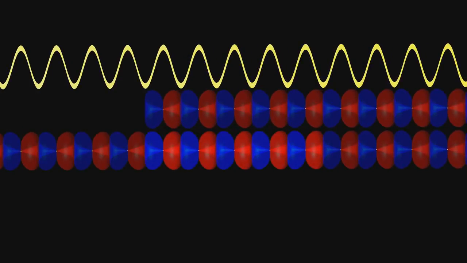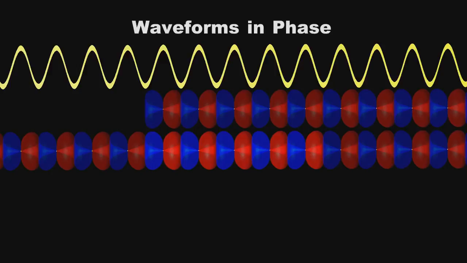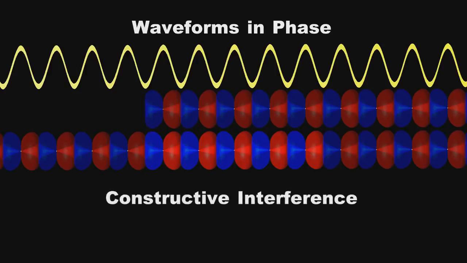When the photons' fields overlap in phase, the red polarity fields line up with each other, and the blue polarity fields line up with each other. This results in an increase in energy, and the photons shine more brightly. This is referred to as constructive interference.